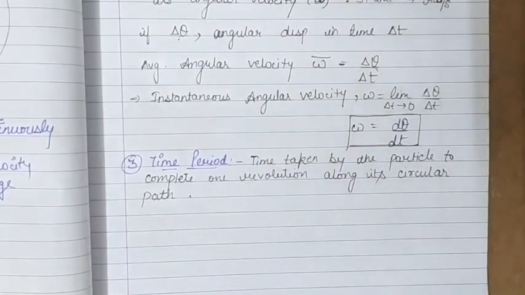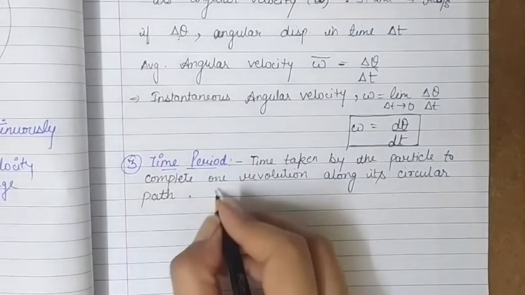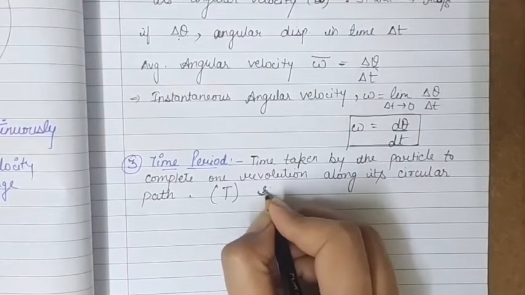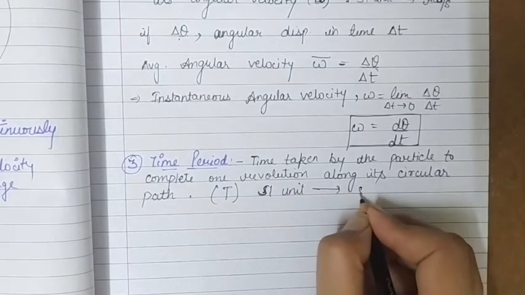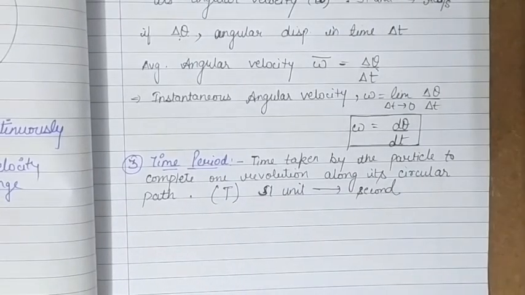Okay, time period, or sometimes we also call it period of revolution. It is denoted by capital T and its SI unit is seconds. So time period को हम capital T से denote करेंगे and its SI unit is second.